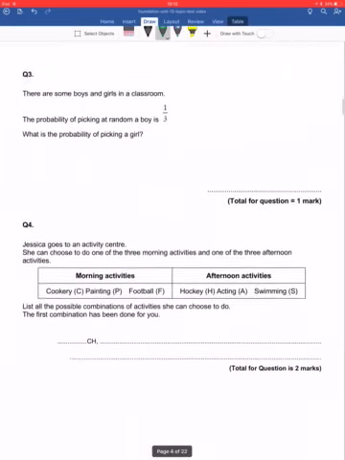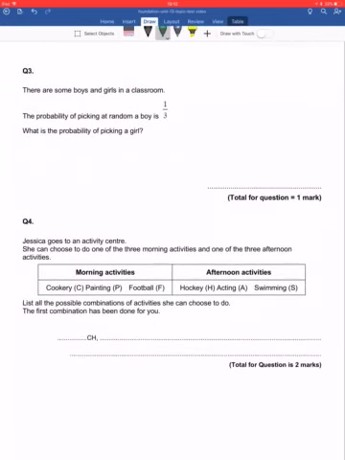Okay, next question. Some boys and girls in a classroom. Probability of picking at random a boy is 1 out of 3. What's the probability of picking a girl? Well, it must add up to 1, and 1 is the same as 3 out of 3. So what do I have to add to 1 out of 3 to make 3 out of 3? It must be 2 out of 3. So the probability is 2/3.